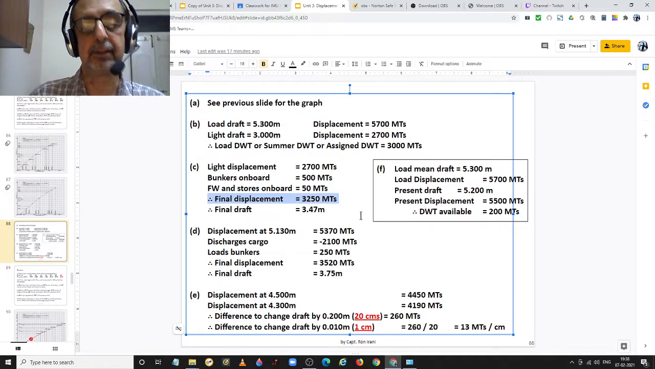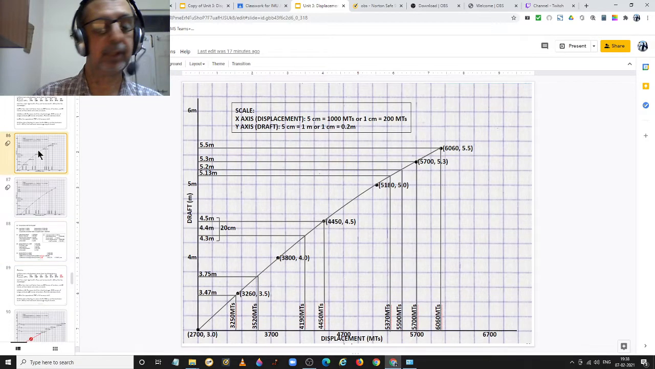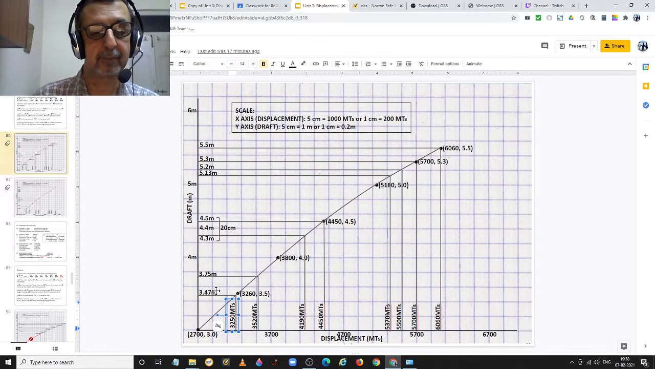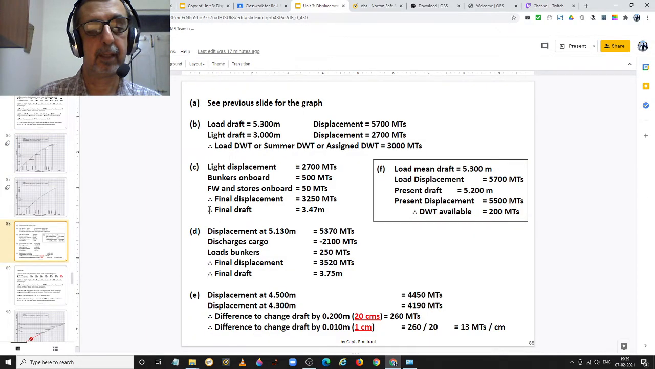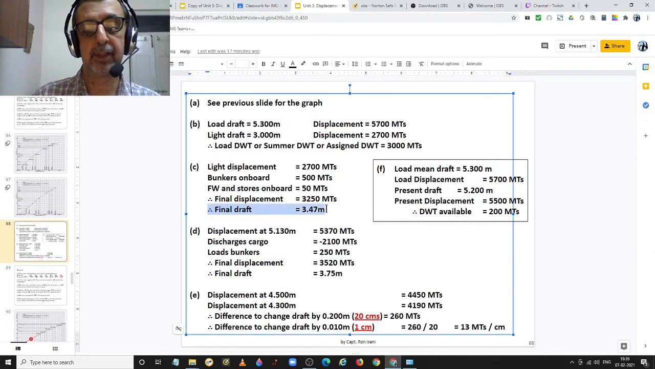Now, going back to our graph, we will see that for 3,250 metric tons, which is here, I'm going to highlight it on the graph now over here, we have a draft of 3.47 meters. Therefore, the final draft is 3.47 meters.